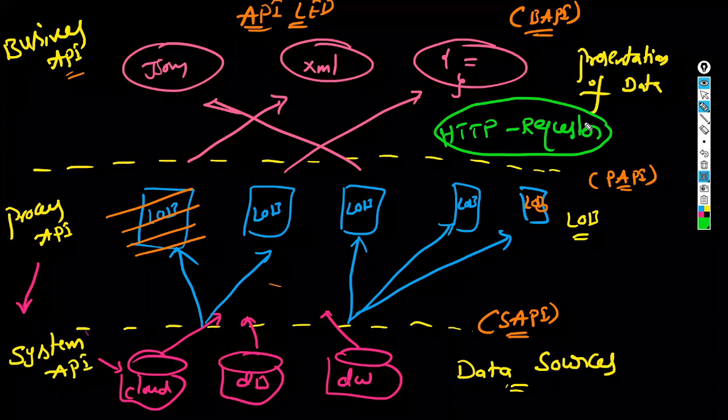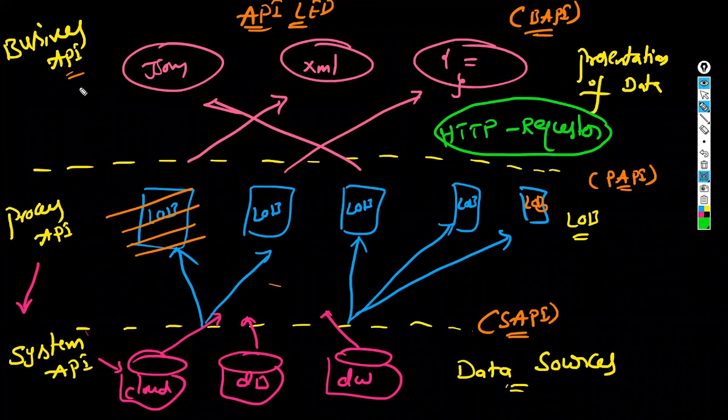From an interview point of view, this is very important. This is the simple one. Don't expect API-led to be a very big thing. It's very small. In real-time organizations, in most cases we need to create system APIs, process APIs and business APIs. In some organizations, the business API and process API are the same.